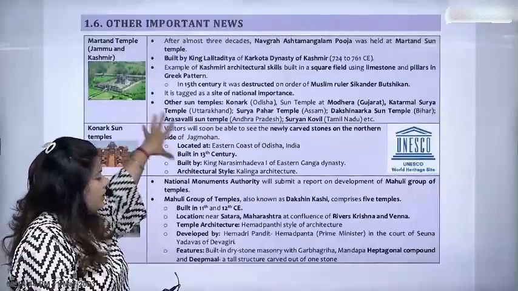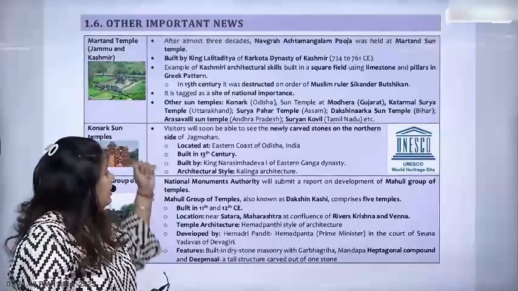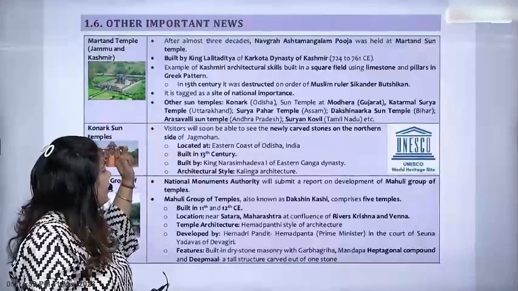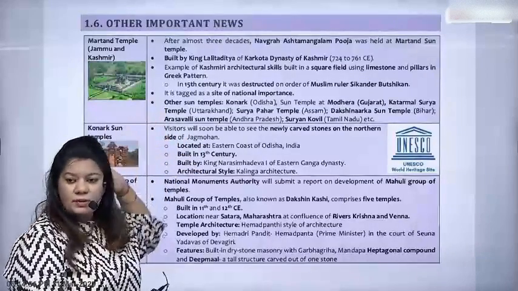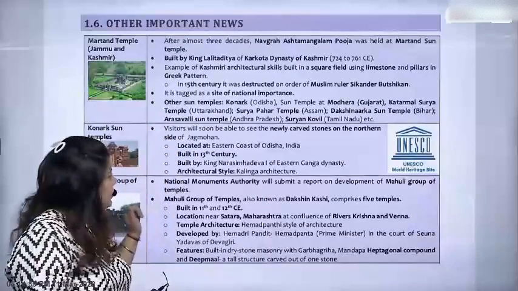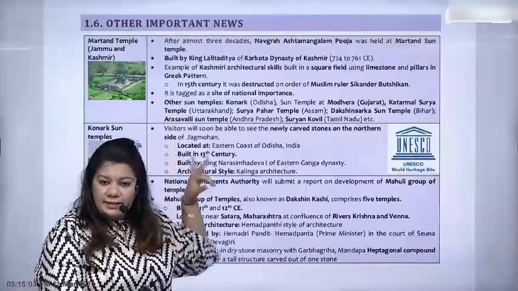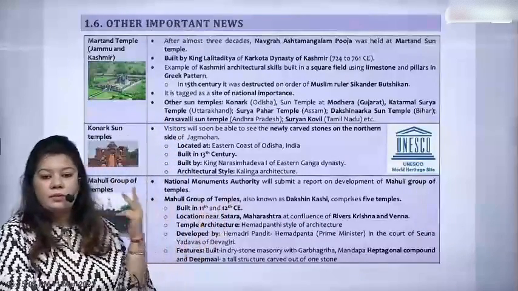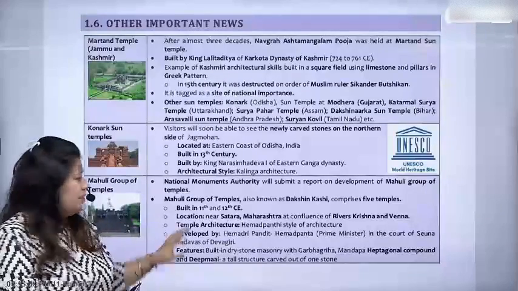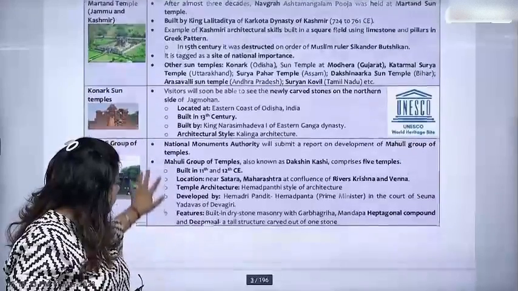Then it was invaded or destroyed by many invaders. Once it was destroyed by Sikandar Butshikan, right? Now this is not a UNESCO World Heritage Site, it is a site of national importance, right? Then there is other information on sun temples also given, belonging to different states. I've already shown you one question yesterday. I think I've pasted it today also. I'll just show you.